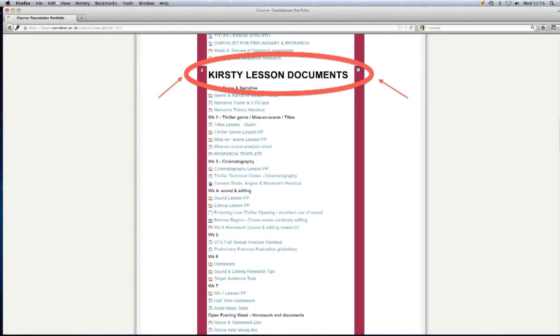Also, for our research, we used the college VLE. We used this to give us information provided by our teacher, such as links to helpful websites and the PowerPoint presentations that they had prepared.